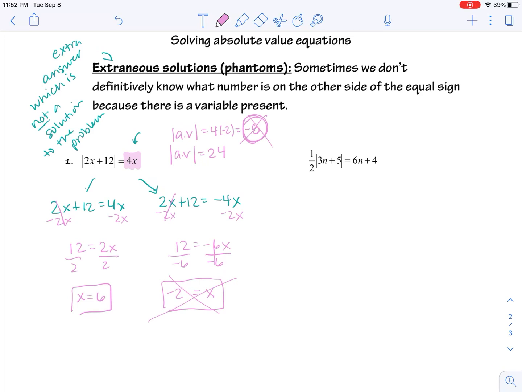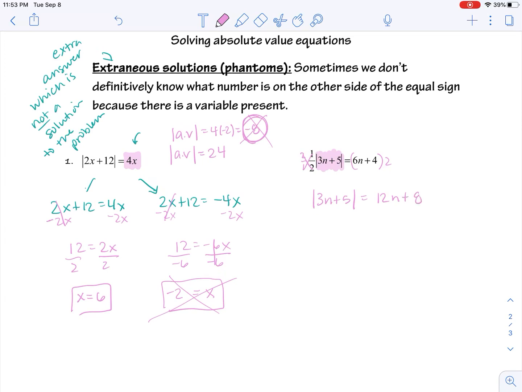I'm going to help you get this next one set up, and then you are going to finish it and submit these notes. So we want to get this absolute value all alone. So I am going to multiply both sides of this equation by 2, because the inverse of 1/2 would be 2 over 1. So we're going to multiply this by 2, and we're going to multiply this side by 2. And we are going to get 3n plus 5 is equal to 12n plus 8.